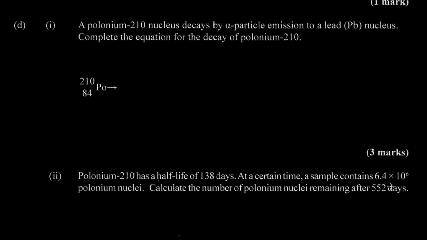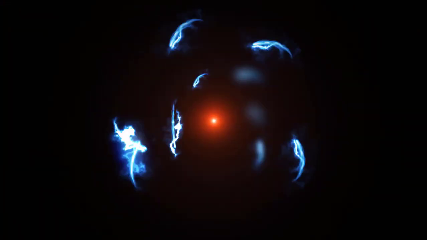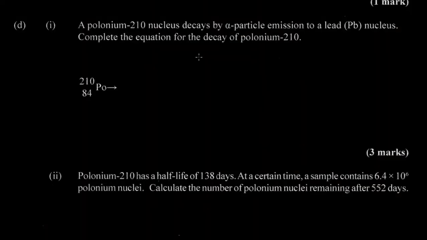A polonium-210 nucleus decays by alpha particle emission to a lead nucleus. Complete the equation for the decay of polonium-210. So our polonium is going to undergo alpha decay. So it's going to give off an alpha particle, which, as we said before in our table, is a helium nucleus.